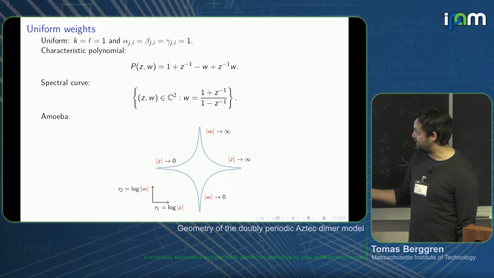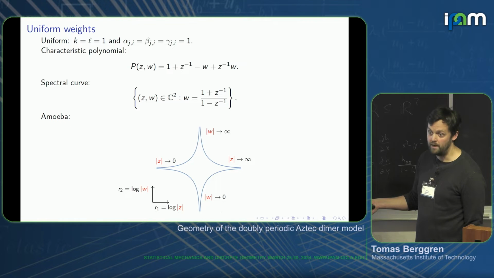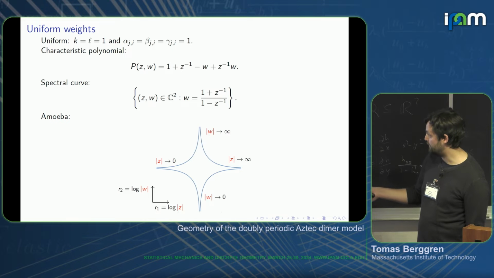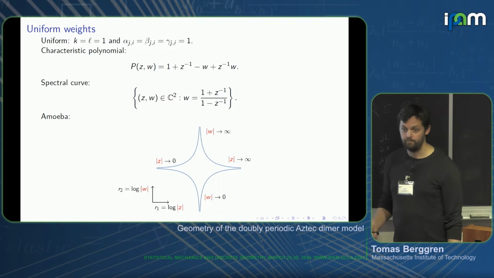If you look at when Z goes to 0, then log of Z here goes to minus infinity, right? So that's why you get this asymptote here. And as well, if Z goes to infinity, then this goes to infinity. Similarly, if W goes to 0, then log of W goes to minus infinity, and if W goes to infinity, log W goes to infinity, and then you get this asymptote. Okay.